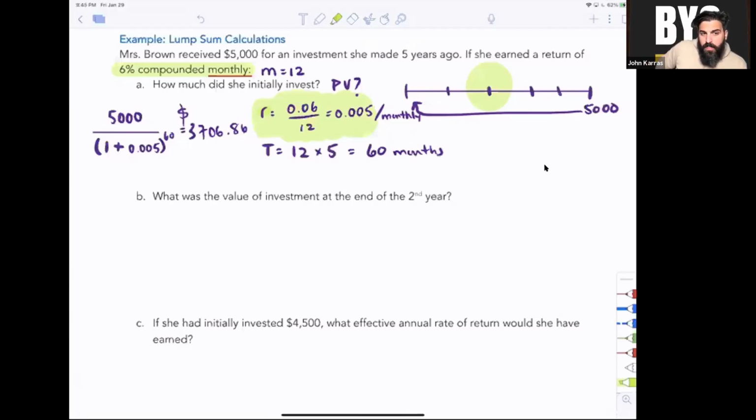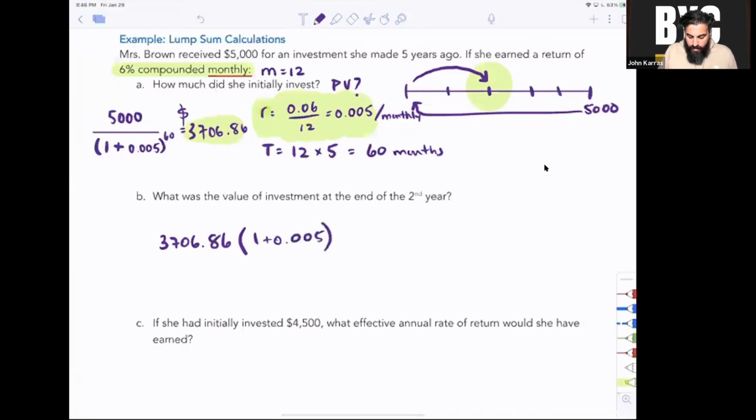Okay, still waiting. So remember, we determined that Mrs. Brown invested $3,706 initially. I'm asking now the value of the investment at the end of the second year. So if she started with this much, now we're trying to go forward in time again. We're compounding again. We're going to multiply by 1 plus the rate, just like we did in the previous question, to the power 24. Why 24? We're trying to move forward 2 years, but in months, right? So that should give you $4,178.22.